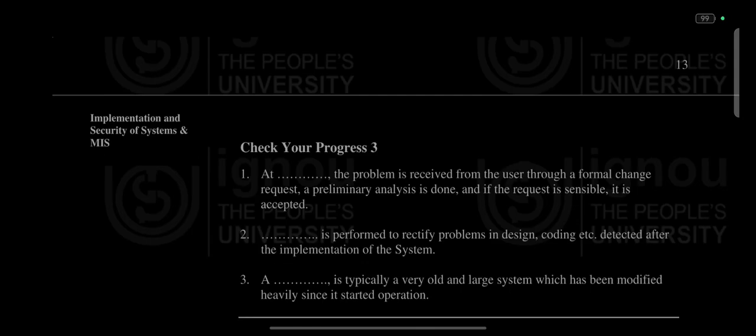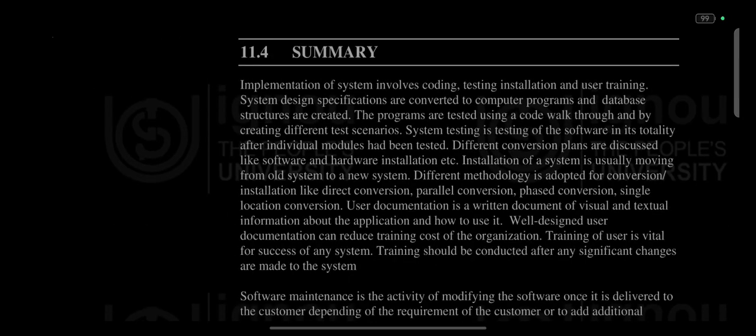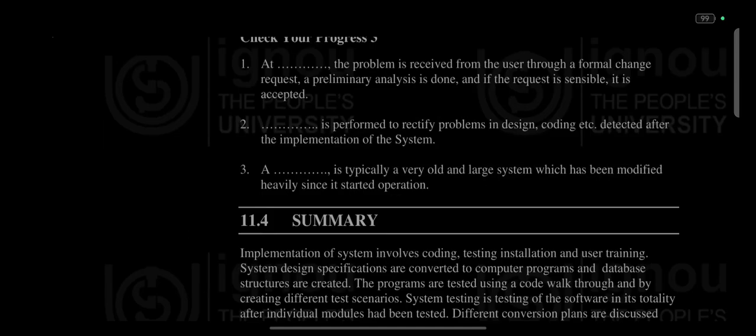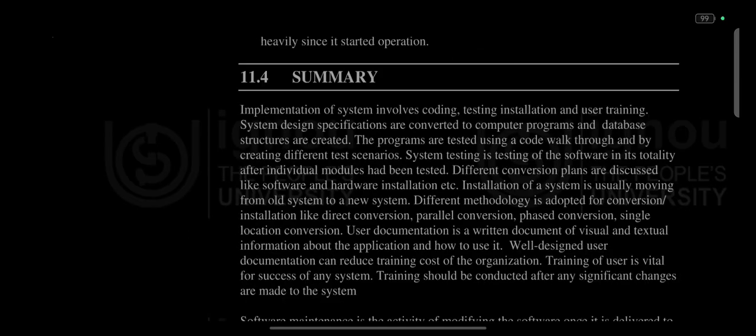So here we come to the end. Let's see the summary. Implementation of system involves coding, testing, installation, and user training. System design specifications are converted to computer programs and database structures are created. The programs are tested using a code walkthrough and by creating different test scenarios. System testing is testing of the software in its totality after individual modules had been tested.